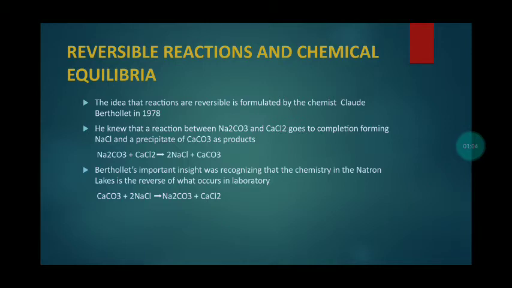of CaCO3 as products. As you can see, we have here Na2CO3 plus CaCl2 yields 2NaCl plus CaCO3. Berthollet expected that large quantities of NaCl and Na2CO3 could not coexist in the presence of CaCO3. Since the reaction goes to completion, adding a large quantity of CaCl2 to a solution of Na2CO3 should produce NaCl and CaCO3, leaving behind no unreacted Na2CO3. This result is what he observed in the laboratory.